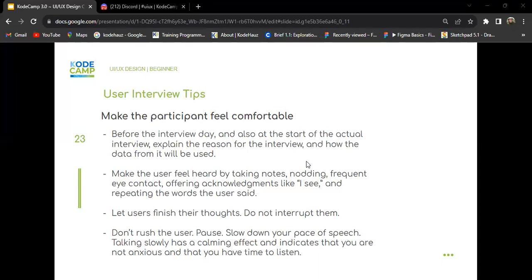Also, I would urge us to be very authentic. Don't try to fake empathy. People tend to know when you're actually acting it and when you're not being yourself. So it is better to be yourself. Don't say something that you do not genuinely feel. Okay, so these are tips that you need to take note of. What did I say? Make the participants feel comfortable.